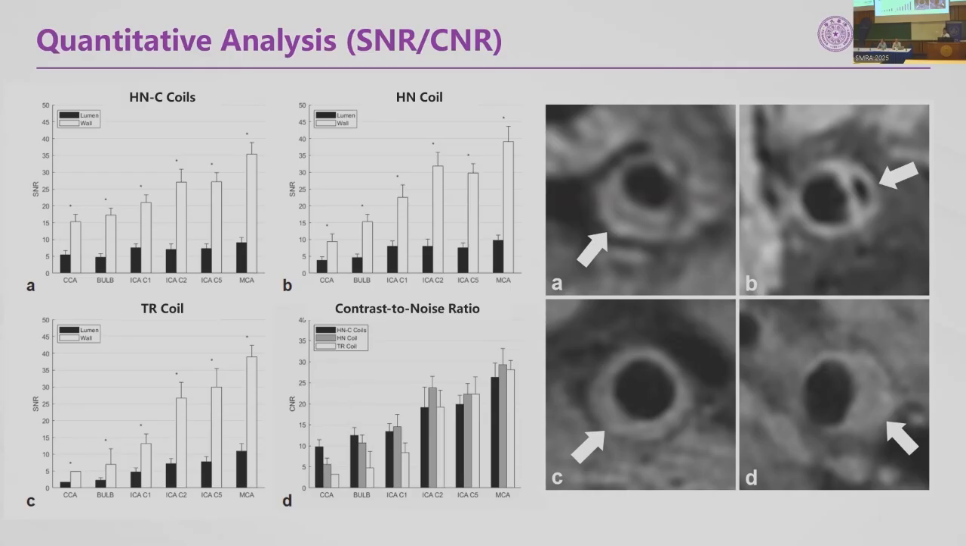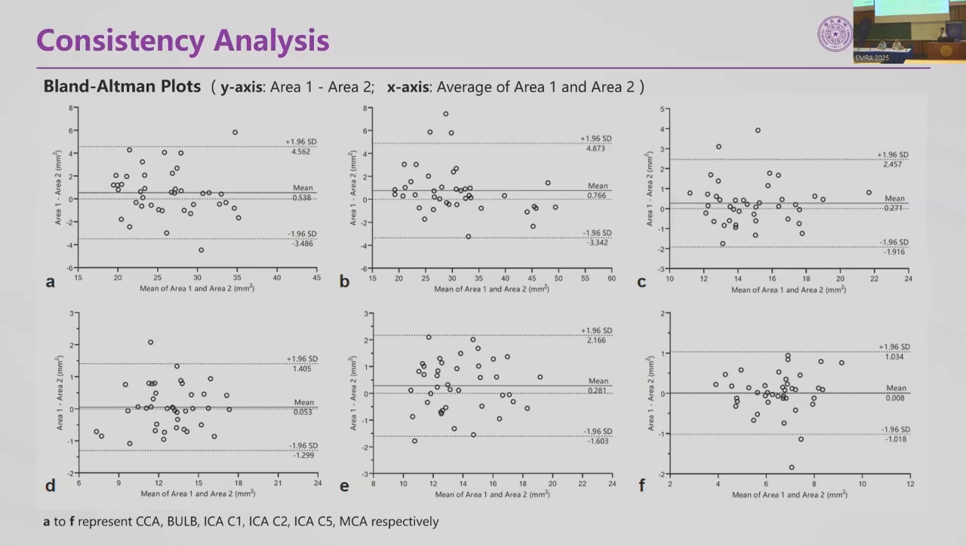We also imaged 4 patients with cerebrovascular disease. The images on the right show that 5T can clearly show vascular lesions, such as vessel thickening and atherosclerotic plaques. In the consistency analysis, we measured the wall area and the lumen area of the same site from the 2 scans using the HNC coil. Then we obtained the Bland-Altman plots for the 6 locations, where the y-axis represents the difference in area and the x-axis represents the average area. The Bland-Altman plots demonstrate that no significant bias was observed for the 6 locations.